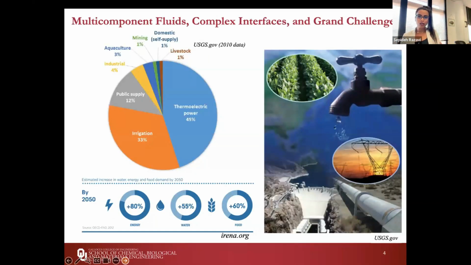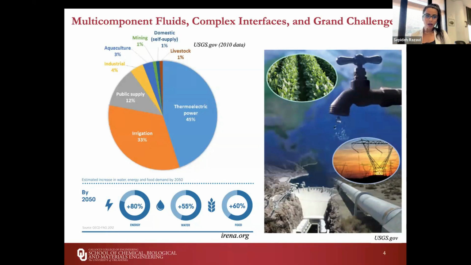Okay, so energy and water are highly interrelated. We use water for subsurface energy recovery, for mining, for thermoelectric power generation. As you can see, a large portion of water goes into thermoelectric power. And on the other hand, energy is used to clean water, to pump water from aquifers for agricultural purposes, and so on. So these are highly interconnected.